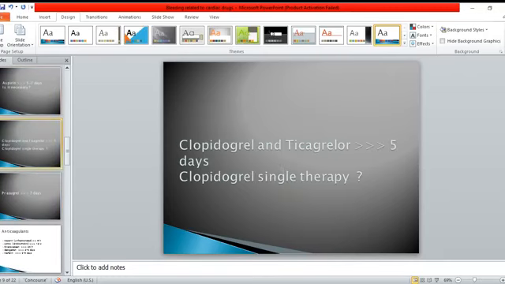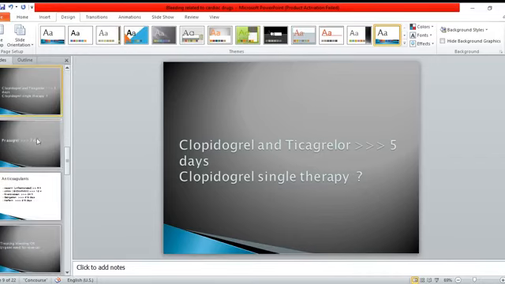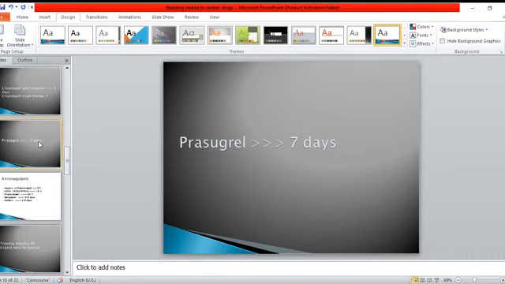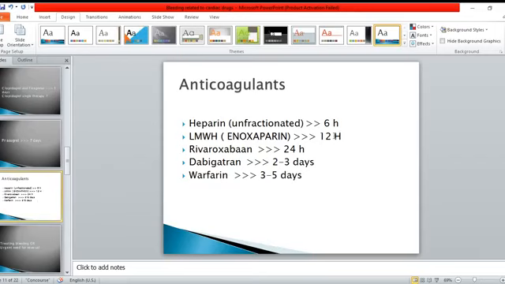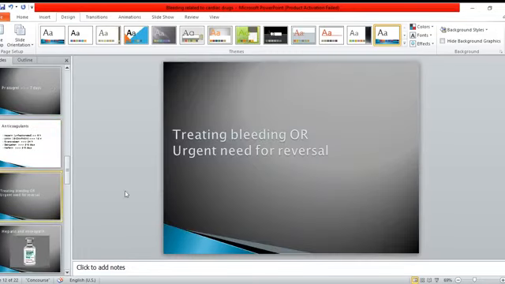Clopidogrel, stop 5 days, however you deal with clopidogrel differently if it's used as a single therapy as an alternative to aspirin. So you may continue if there is a low bleeding risk. For Prasugrel, 7 days. For anticoagulants, 6 hours for heparin, 12 hours for enoxaparin, and 24 hours for Rivaroxaban. Dabigatran, 2 days, 3 days if there is some renal impairment. Warfarin, 3 to 5 days if there is a prolonged INR. However, if the INR is below 1.5, we can go directly to surgery and we don't need to postpone.